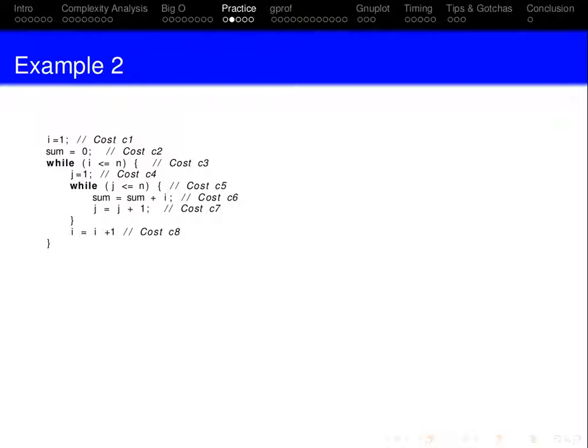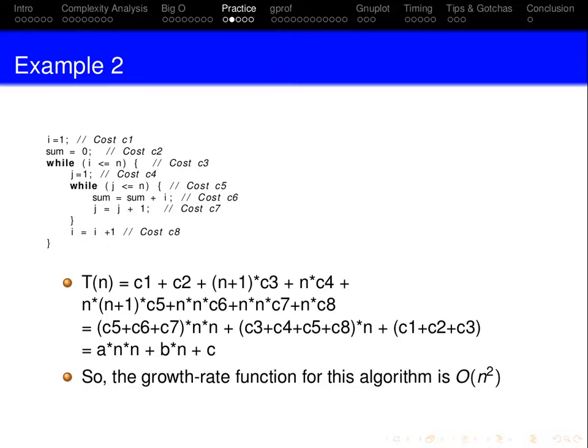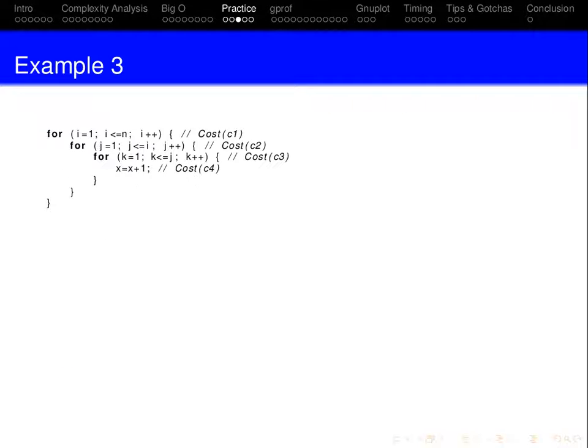How about this guy? N squared, right? Because if we were to put it out, it would become O of n squared. All right. How about this guy? Make sure I put these right.